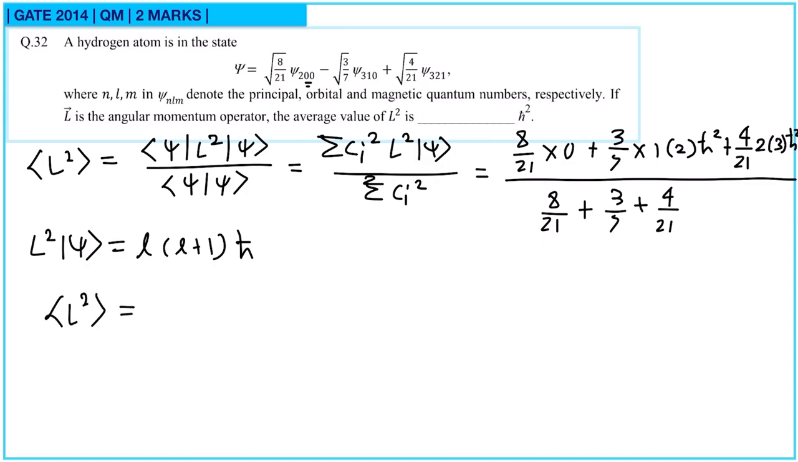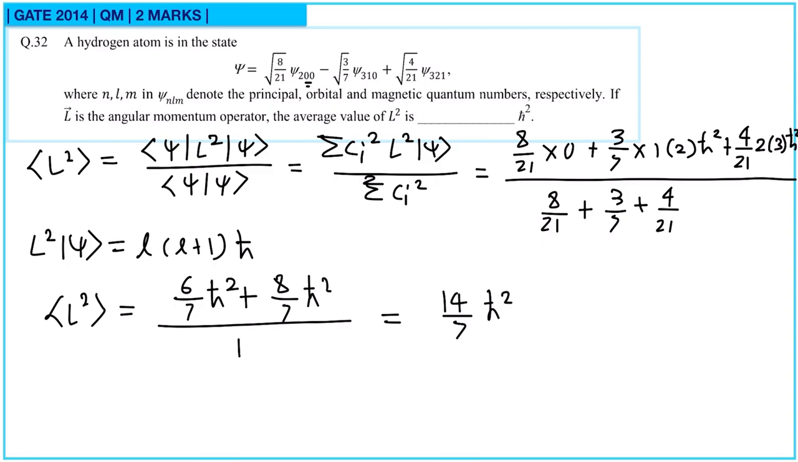So L square will be, this is 0. This will be 6 by 7 h cut square plus 8 by 7 into h cut square, upon 8 by 21 plus 3 by 7 plus 4 by 21. This is equal to 1. So this will be 14 by 7 h cut square, that is 2 h cut square. So this will be 2. Answer will be 2. And the answer given in the answer key is 1.99 to 2.01.